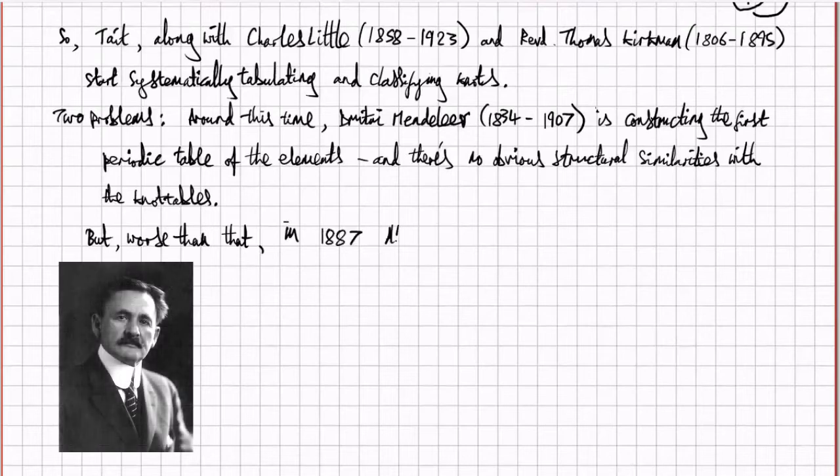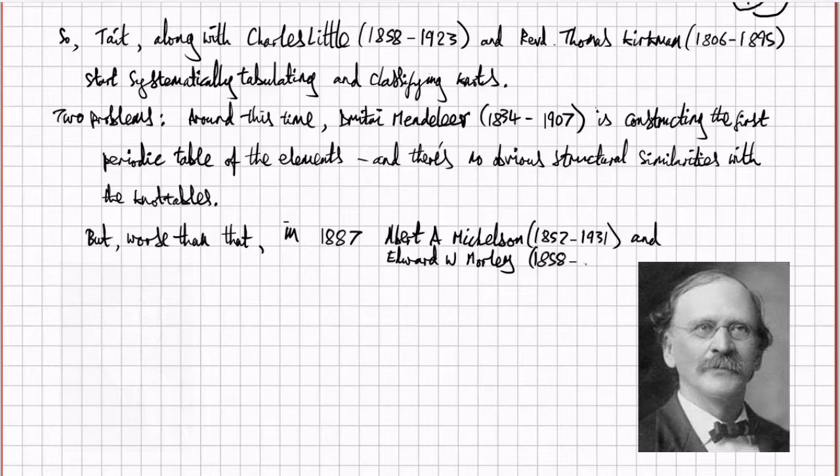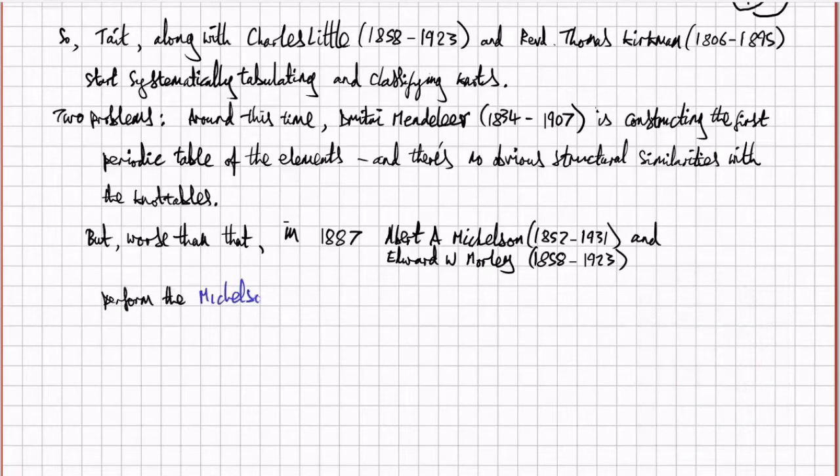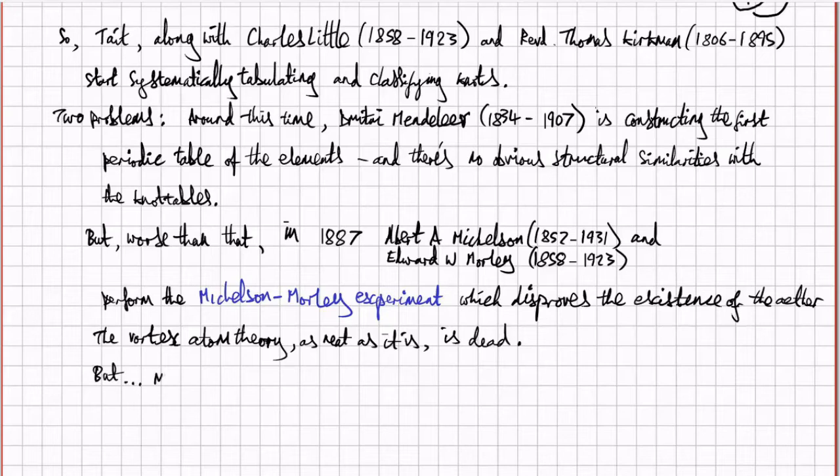But actually worse than that, in 1887, two American physicists, Albert Michelson and Edward Morley, performed the celebrated Michelson-Morley experiment, which proved conclusively that the ether didn't actually exist. So this was very interesting, and unfortunately it killed off Kelvin's lovely, elegant vortex atom theory.